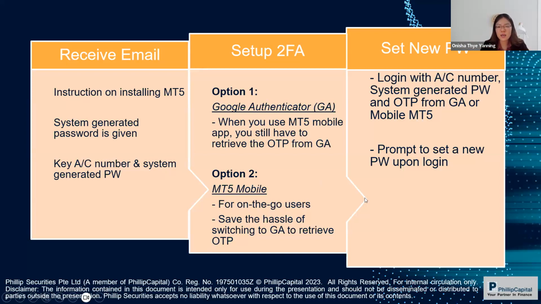Lastly, after you have set up your 2FA successfully, it will pop up to ask you to set a new password. So you log in with your account number and the system-generated password, and then an OTP from either Google Authenticator or your MT5 Mobile. After that, they will prompt you to set a new password upon login.